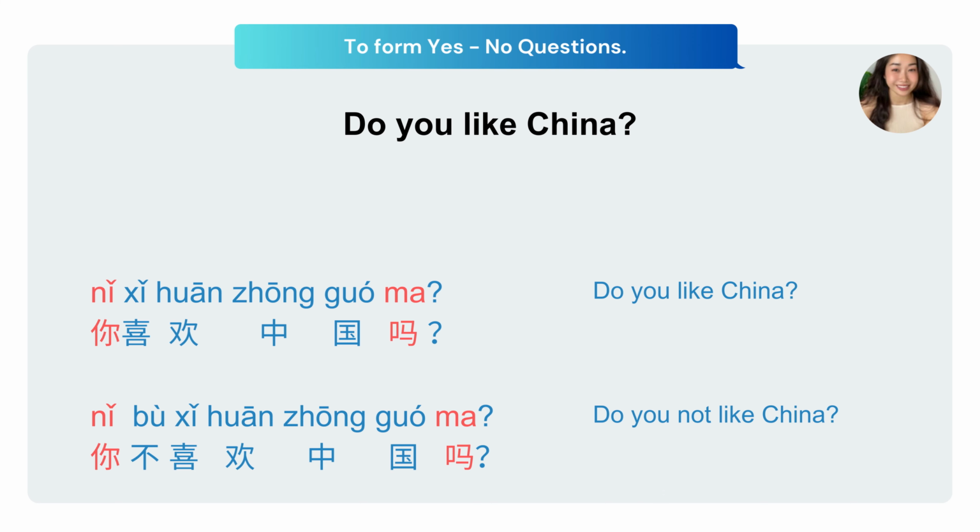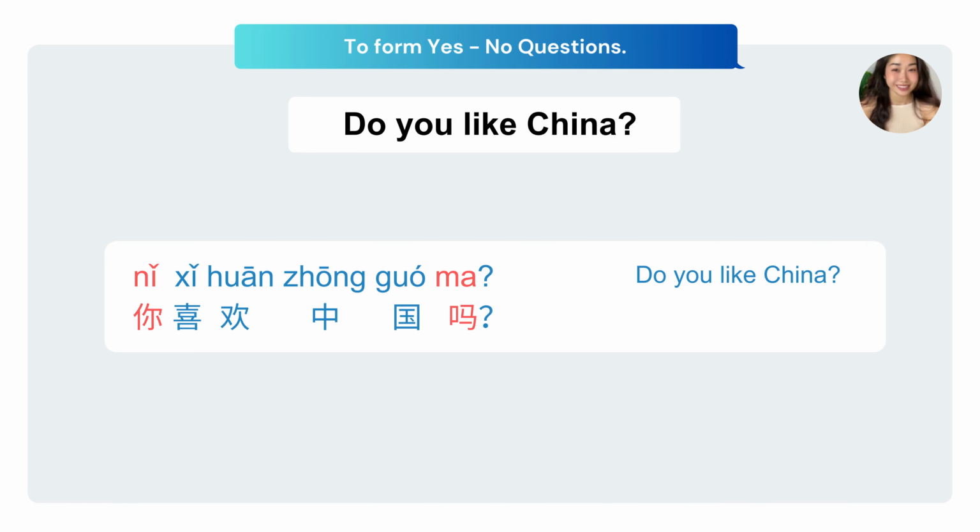So we just need to add 吗 (ma) at the end of the sentence. And if the subject needs to be changed, then we will change the subject too. And that's how we form yes or no questions. Do you like China? 你喜欢中国吗?